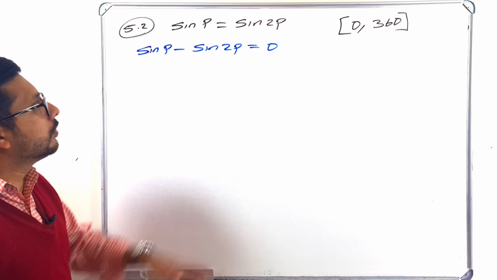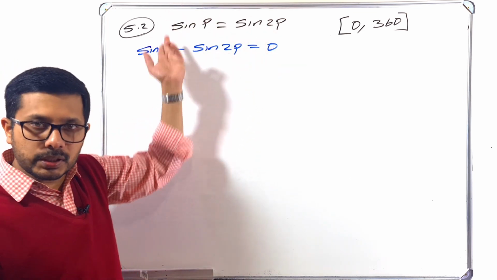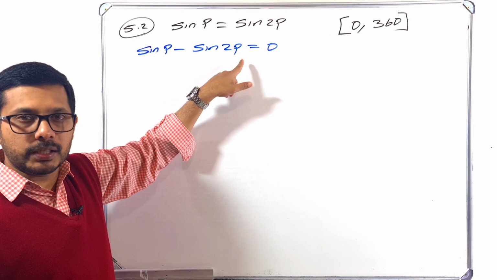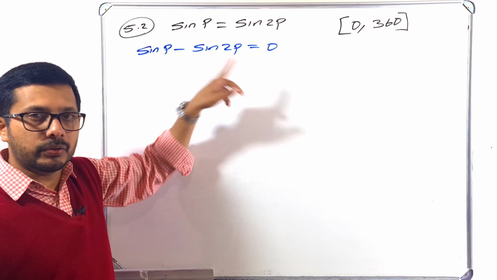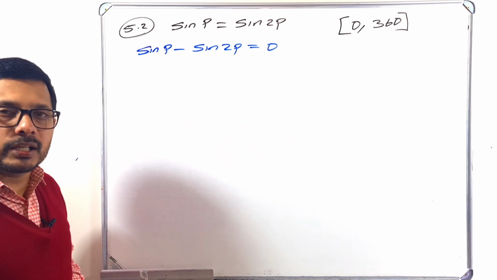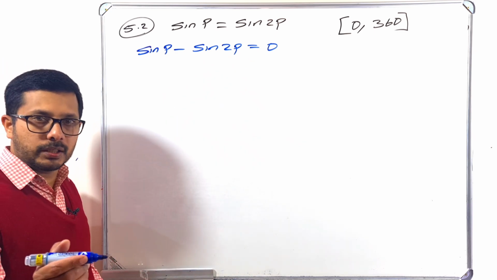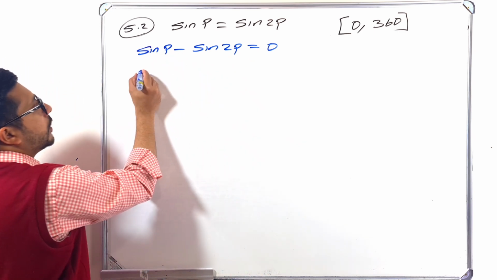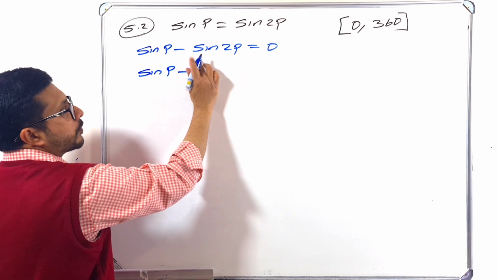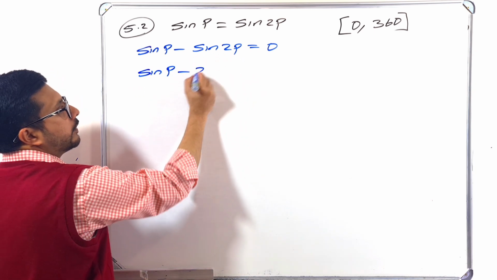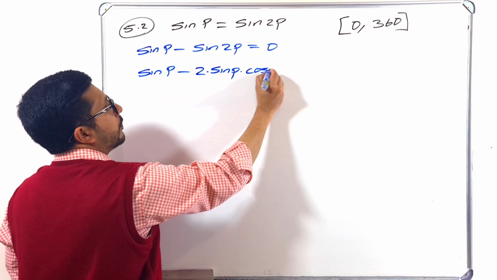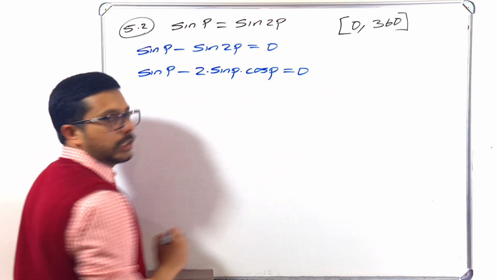Am I right? So here it's positive, so on this side it is negative. This is a double angle, sin 2P. So how can you expand that one? You have to know the double angle formula. So sin 2P we can expand as 2 sin P cos P. So this one is sin P minus, I'm going to expand this sin 2P, double angle, 2 into sin P cos P is equal to 0.